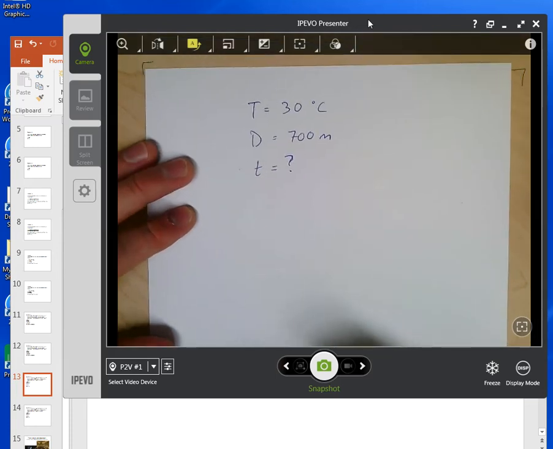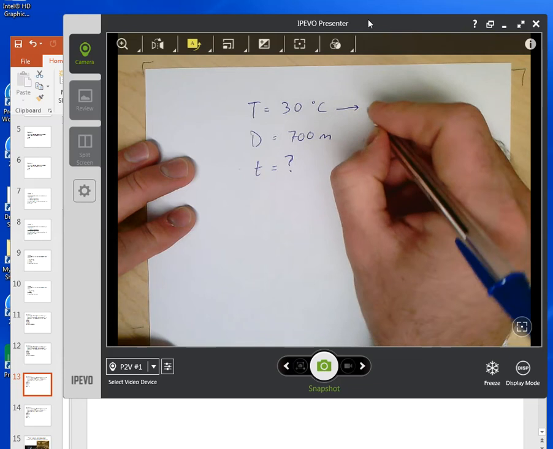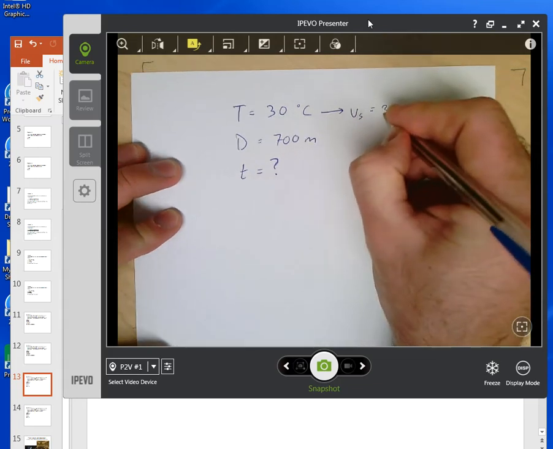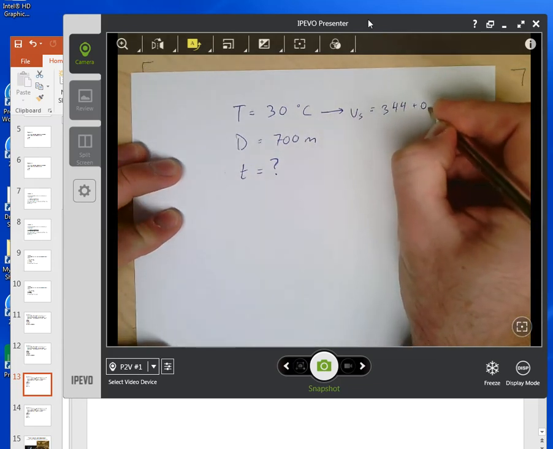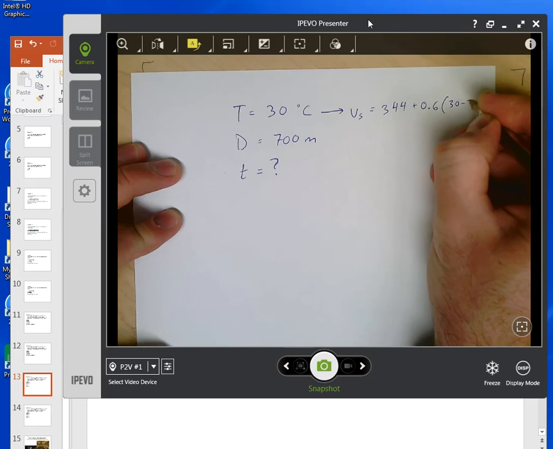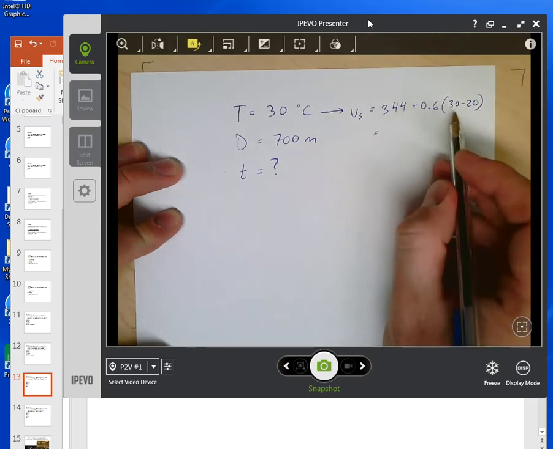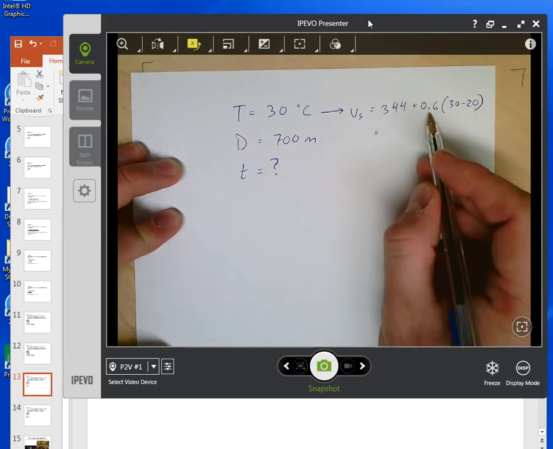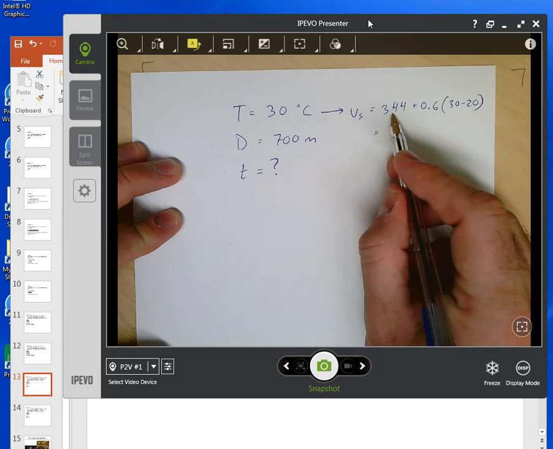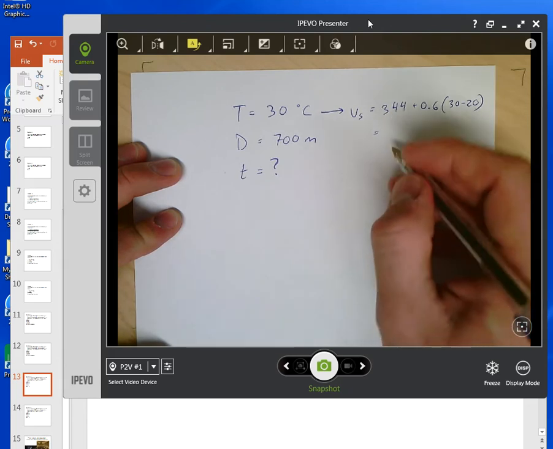So how do we approach this? I've got to convert this into a speed of sound. So this is going to be 344 plus 0.6 times 30 minus 20. If I notice here, 30 minus 20 is 10. 10 times 0.6 is 6. And 6 added to 344 is 350.